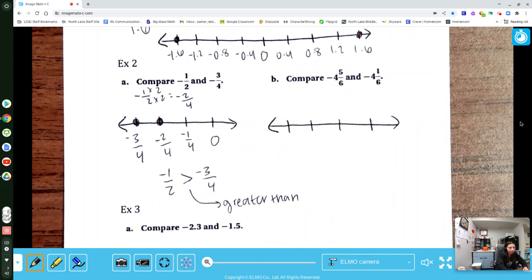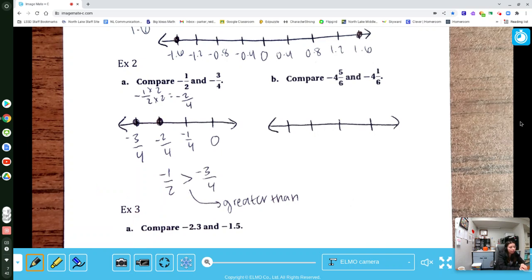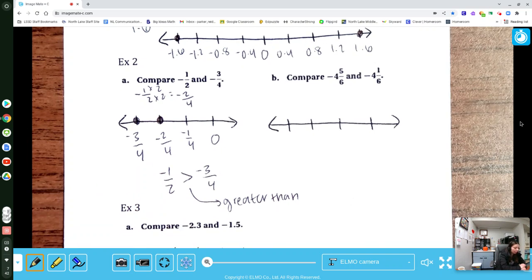We're again just recognizing that when it comes to negative numbers, don't just look at the number itself. Don't think about it as 1/2 and 3/4. These are negative numbers. Whatever is closer to 0, closer to being positive, is the greater number.